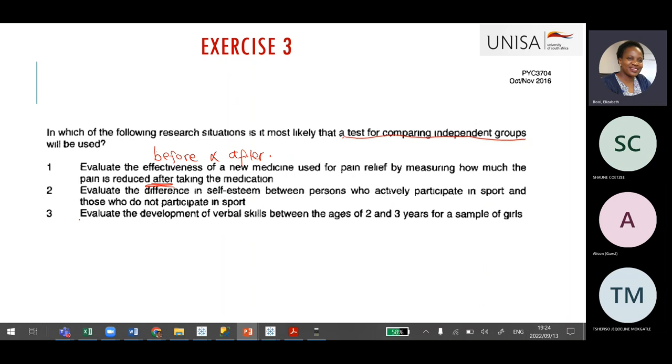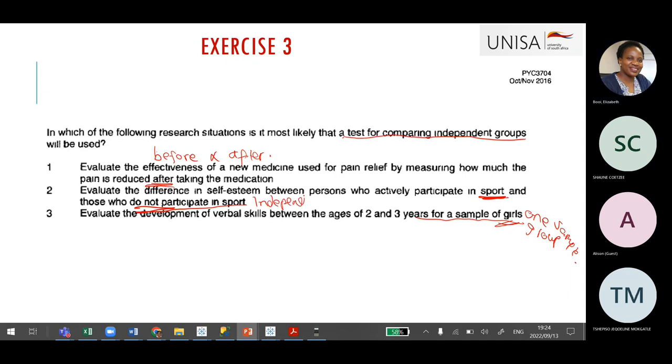Number three, it says evaluate the development of sample girls. So it's just one group, which is what we did last week, right? One sample group, because it's just only those girls. So it's the same sample. Number three, evaluate the person participating in sports and not in sports. So there are two groups, independent. So that's how you will highlight and identify or look for the keywords in the sentence that will give you the answers.